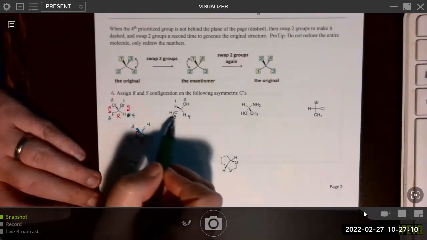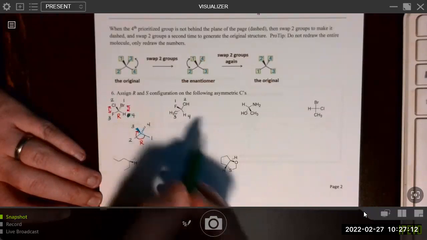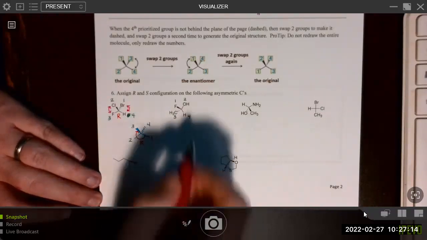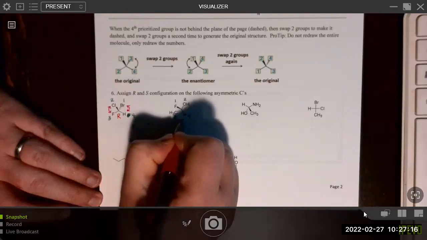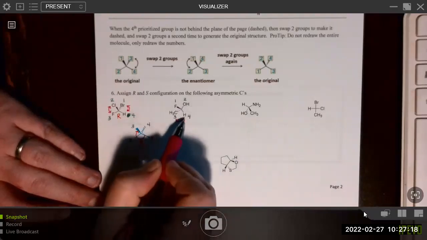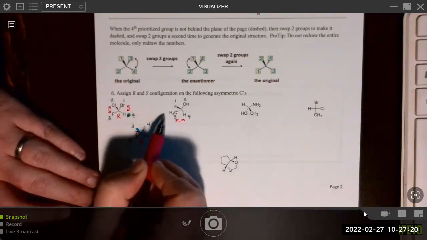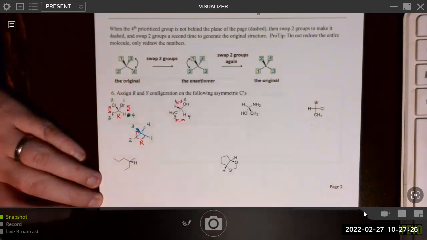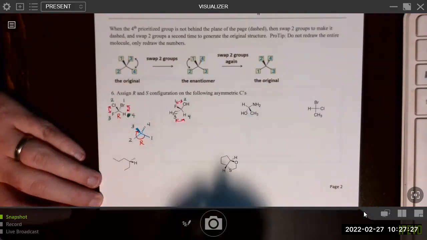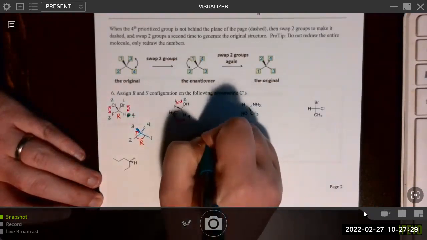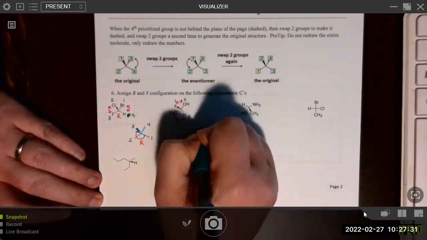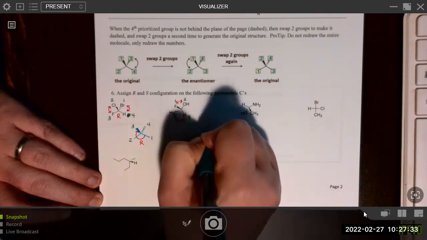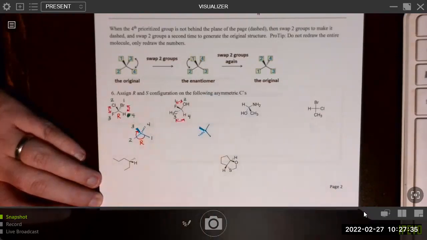Right now, our third priority group is going back, but we want our fourth priority group going back. We are going to switch the fourth priority group with whatever is in the back, which is a methyl, and we'll switch the other two as well. We can redraw it. We'll just draw it exactly like we see it, except with just the numbers, and making sure to do the switches that we had talked about previously.